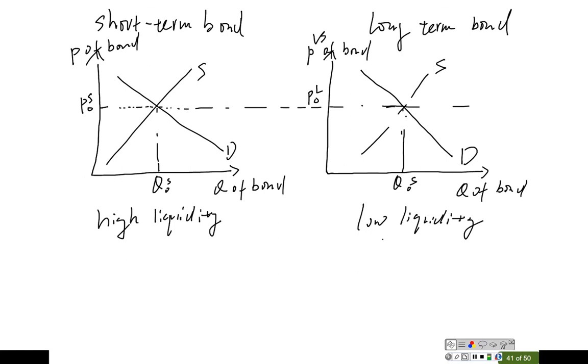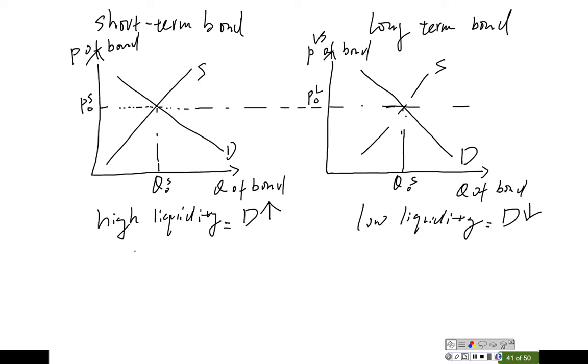So how can liquidity affect the supply and the demand? Recall, liquidity is one of the factors that affect the demand side. An asset with high liquidity will be more attractive to investors. As a result, the demand for the short-term bond will go up. But for the long-term bond, because of the low liquidity, not many investors want to buy it, so demand will drop.